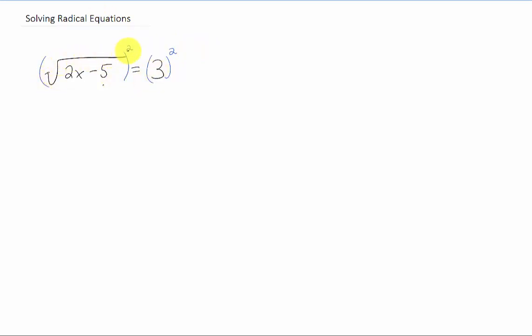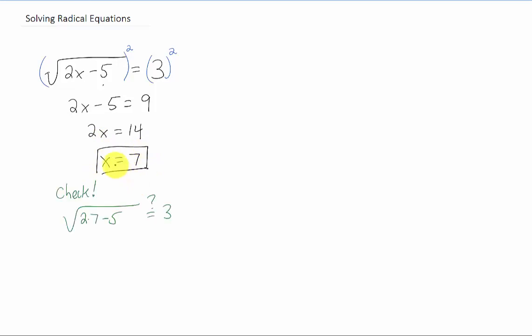Now, the square root and the square cancel, and on the left, you're left with 2x minus 5. On the right, you have 3 squared, which we know is 9. We're then going to add 5 to both sides, and we're going to divide both sides by 2. We get our answer, x equals 7. And it's always a good idea to check, so we're going to plug x equals 7 back into the original equation. Under the radical, we get 14 minus 5, which is 9, and the square root of that is 3. So it actually checks out.